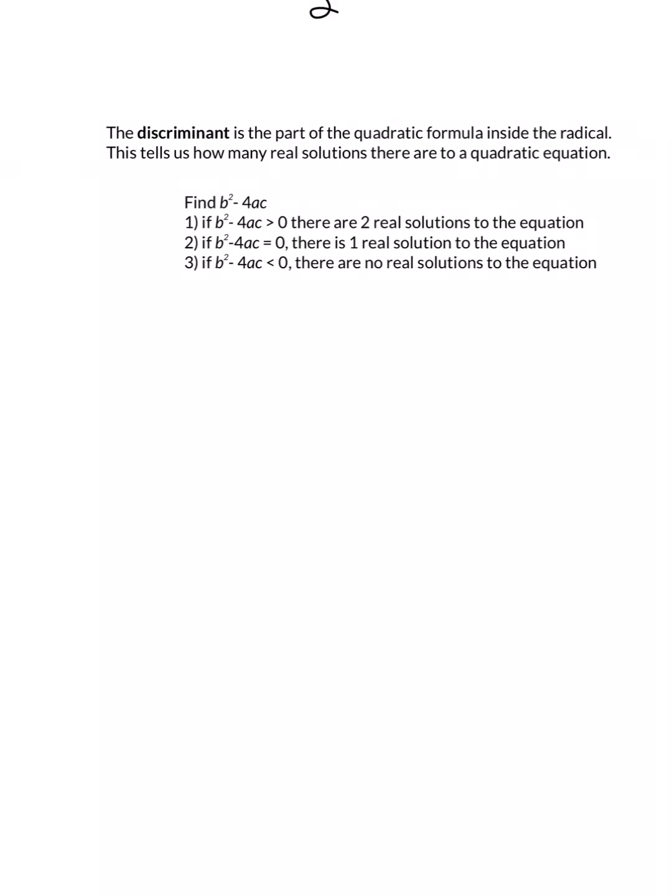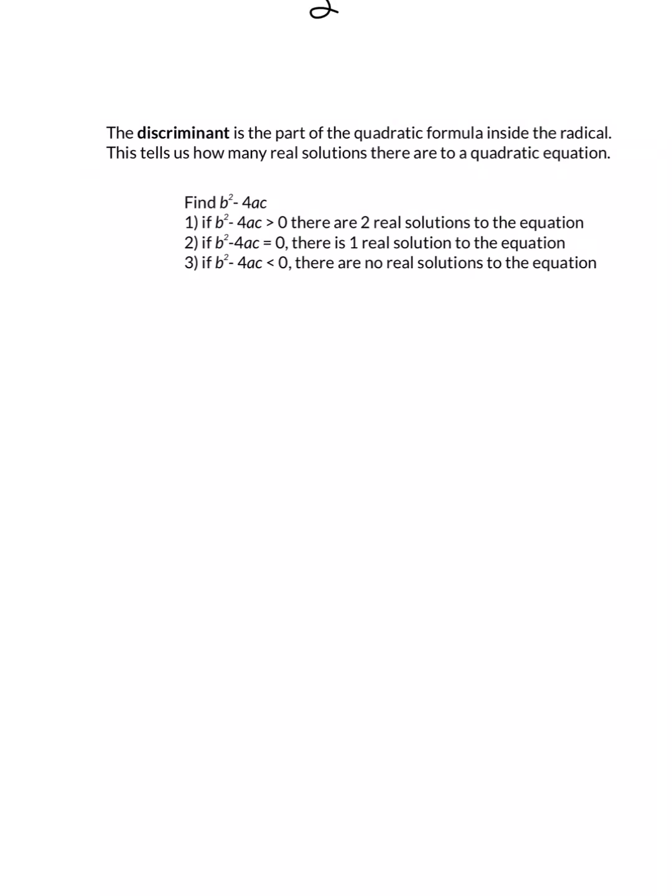The discriminant is the part of the quadratic formula that is inside the radical. This tells us how many real solutions there are to a quadratic equation. When we use the discriminant, we find b squared minus 4ac. Notice we are not using the square root symbol. We only find the inside of that square root symbol.